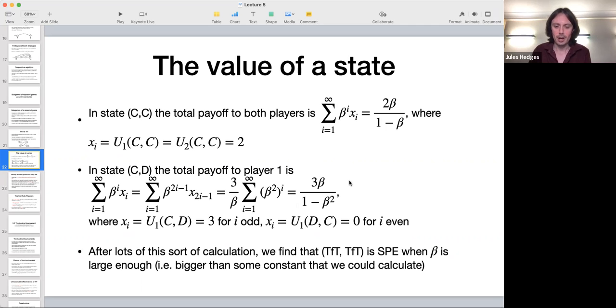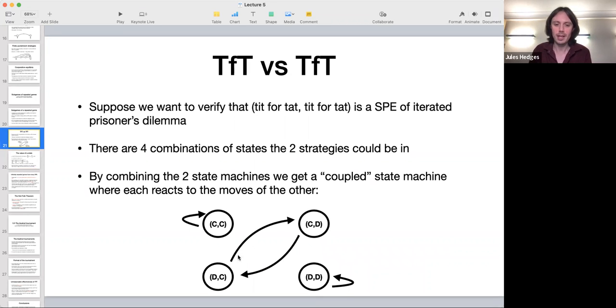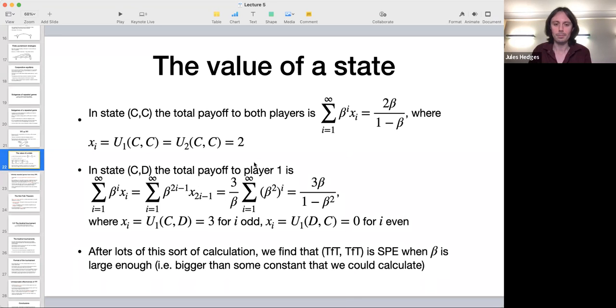Okay, so I skipped a step here, which is that in each state, we have to check that this is higher than the payoff that player would get if we did something else, if we kind of deviated from what the state machine says just in the first round. So we kind of jump somewhere and then follow the state machine after that. So we have to do even more of this kind of infinite series calculation.